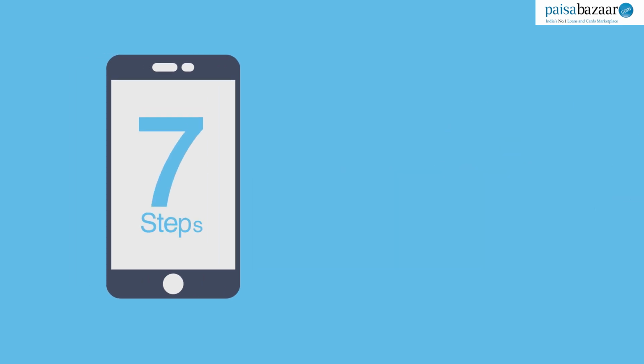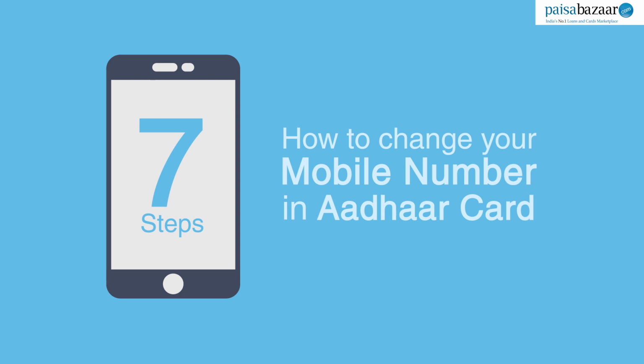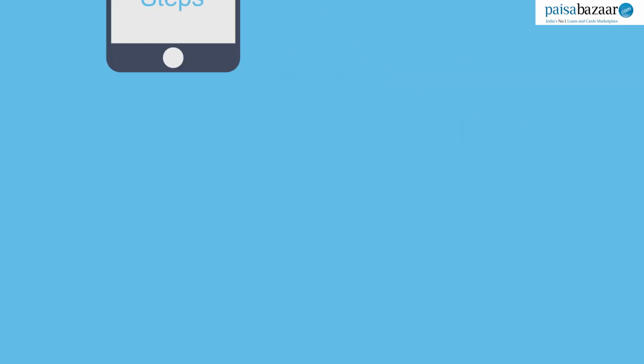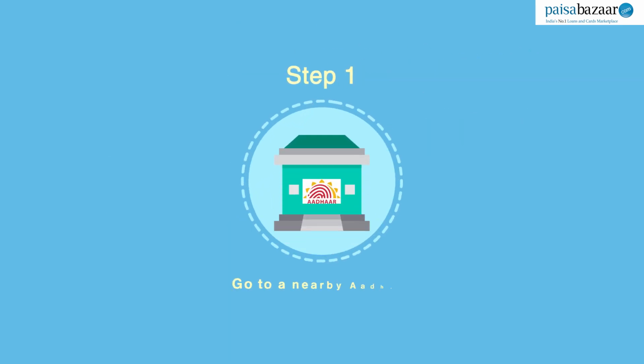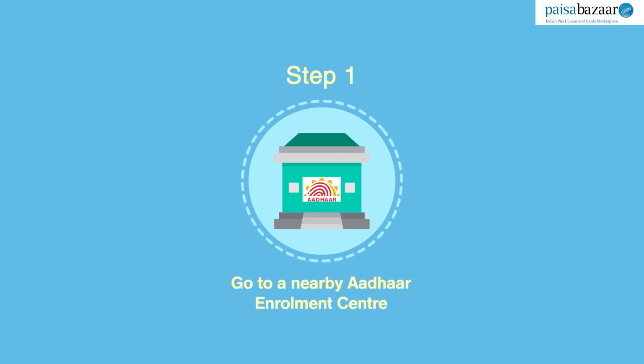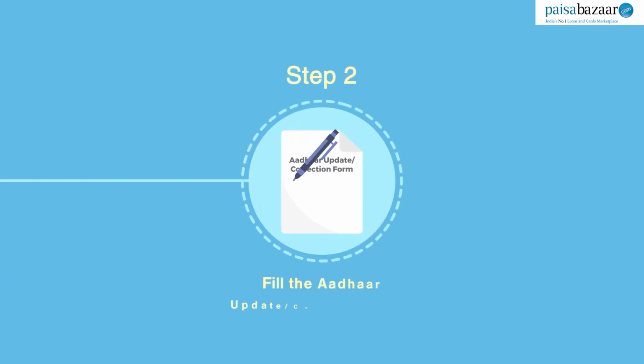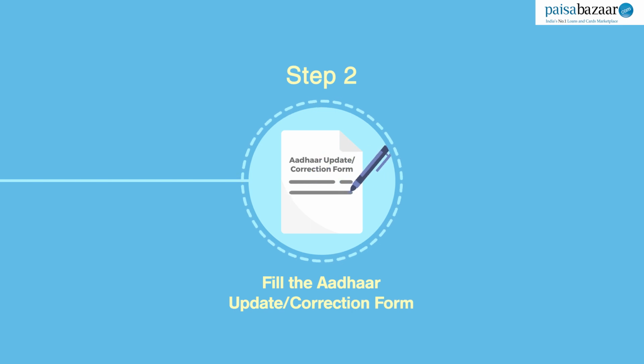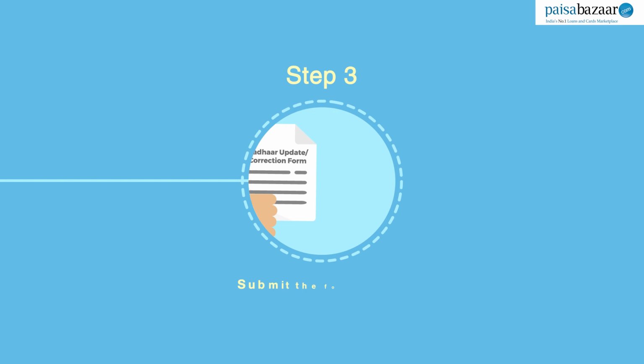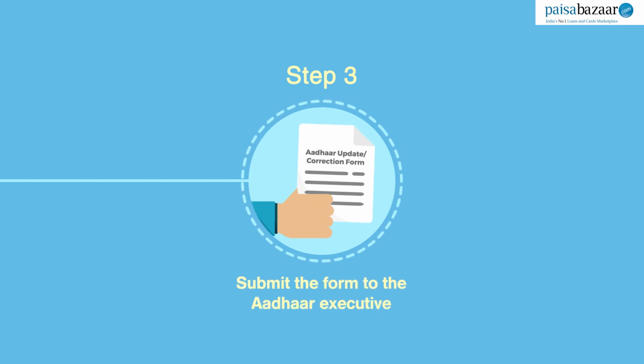Let's take a look at the steps to change your mobile number in Aadhaar card. In the first step, visit a nearby Aadhaar Enrolment Centre. Fill the Aadhaar update and correction form. Make sure that you fill the correct information. After filling the form, submit the form to the Aadhaar executive.